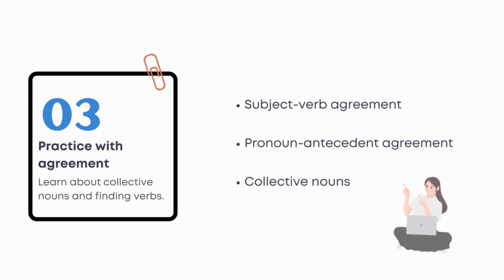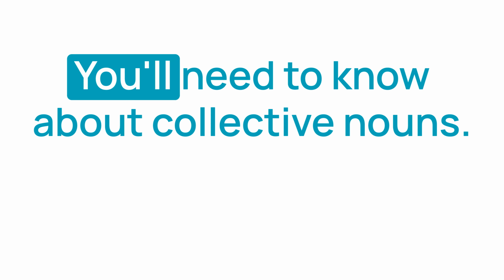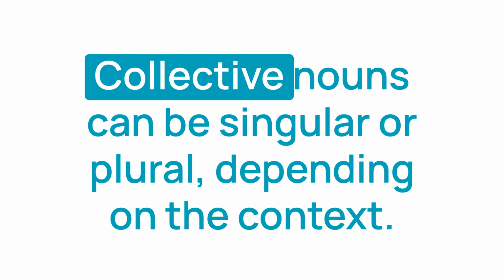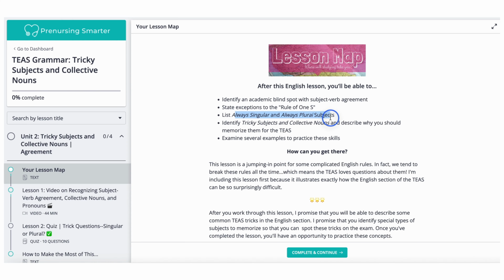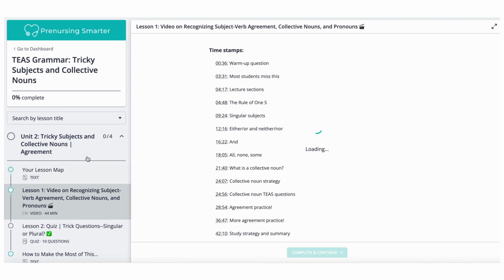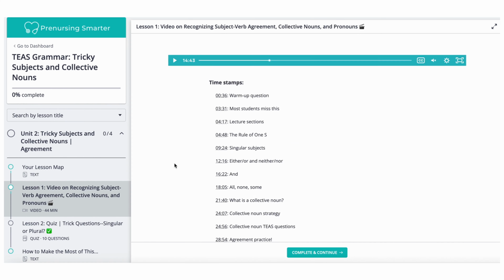Next, start practicing with agreement. It can give you a little bit of a headache at first, but it's worth it. You'll need to know about collective nouns. Collective nouns can be singular or plural, depending on the context. Nothing is ever easy with English, I know. And then applying that with pronoun-antecedent agreement and subject-verb agreement.